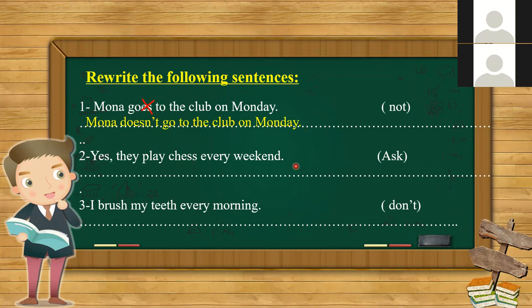Number two, write your answer in the chat room and I will see it. Yes, they play chess every weekend. Excellent, Yusuf. Excellent, Anas. We will follow the steps. First, we will read the question and then cross yes. Excellent, Yahya. Excellent, Noor. And do you remember that we have to write small do here? Then we will make scissors between do and they.